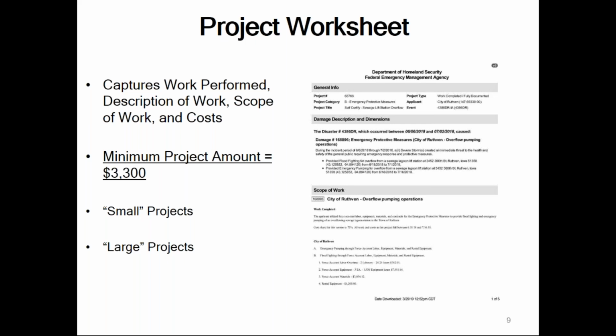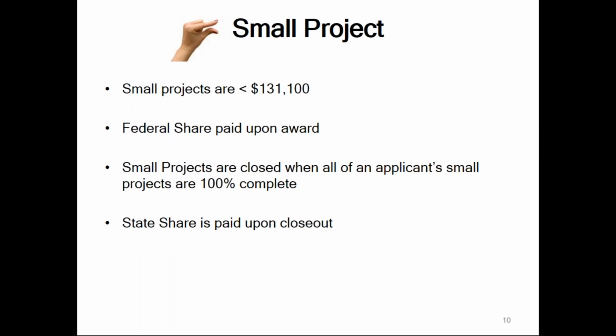Project worksheets are essentially divided into two categories of projects: small projects and large projects. A small project is a project that is less than $131,100. The federal share, once that project is awarded, will be paid to you automatically. Small projects are closed when all of an applicant's small projects are 100% complete. Once that is done, the state share will be paid upon that closeout.